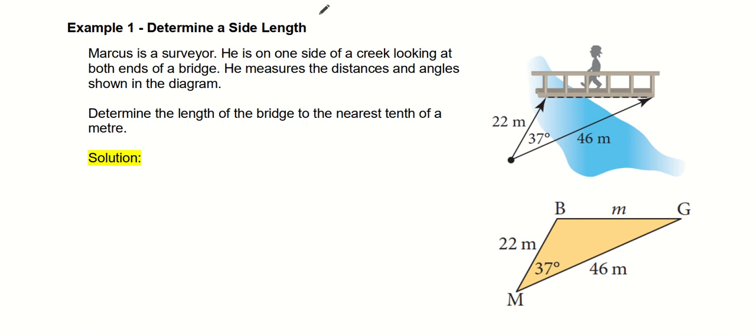So it says here, Marcus is a surveyor. A surveyor is a person who just inspects things. He's on one side of the creek looking at both ends of the bridge. He measures the distance and angles as shown in the diagram. So we have a diagram here. It's basically a triangle. I showed the triangle down here. So this is the same thing as you see up here. It says here, determine the length of the bridge to the nearest tenth of a meter. So basically that's one decimal place, and you're looking for m. M equals, you don't know.